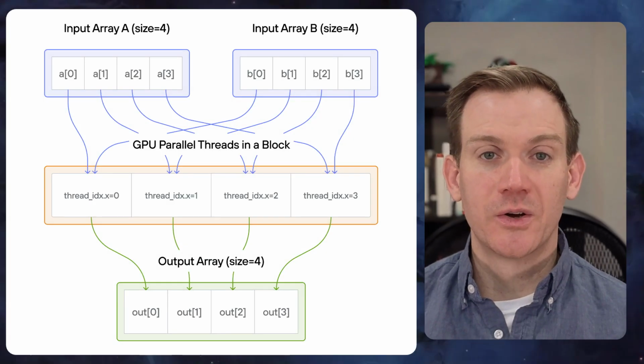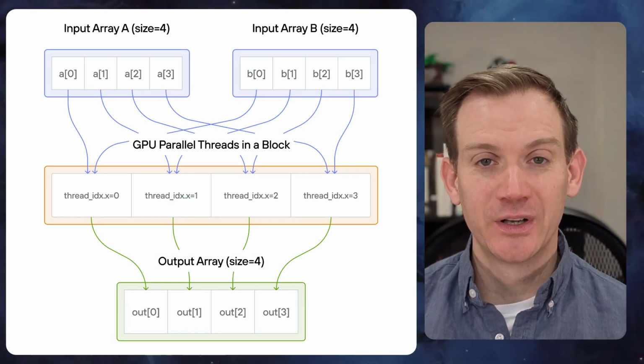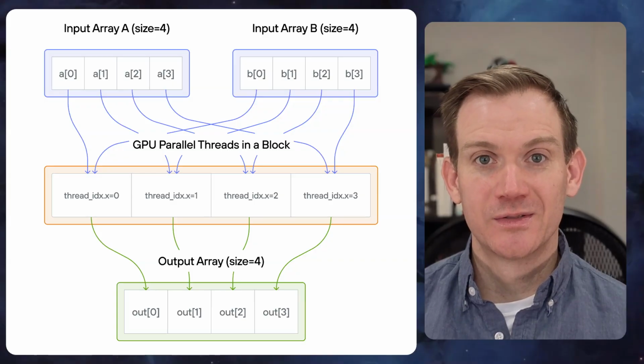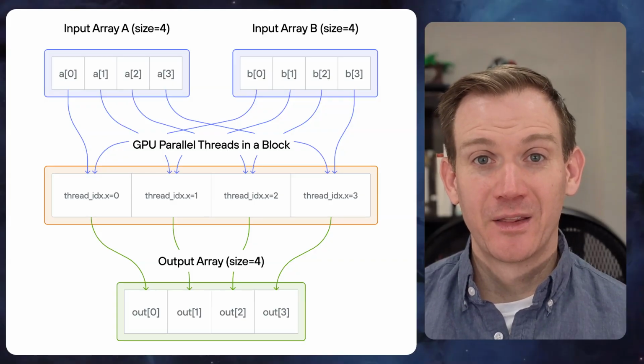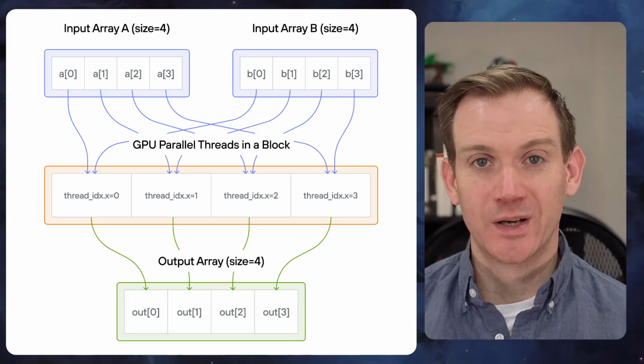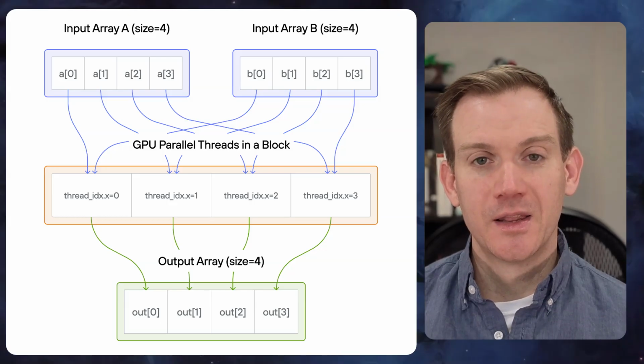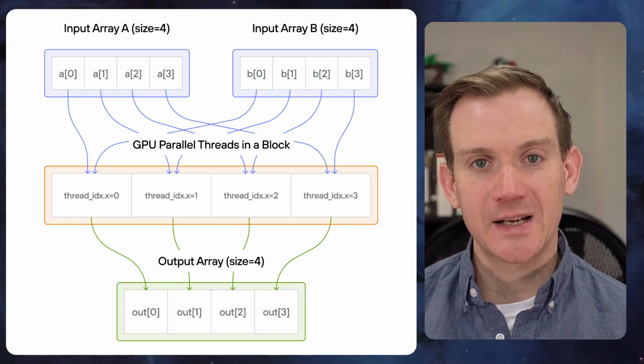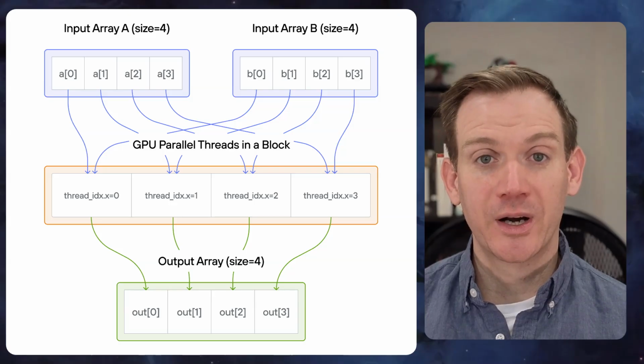The beauty of this code is its simplicity. Each thread independently executes the exact same line of code, but with different values of i. So thread 0 computes 0 plus 0 equals 0. Thread 1 computes 1 plus 1 equals 2, and so on. This is called SIMD, single instruction multiple data. All threads execute the same instruction, but operate on different data.